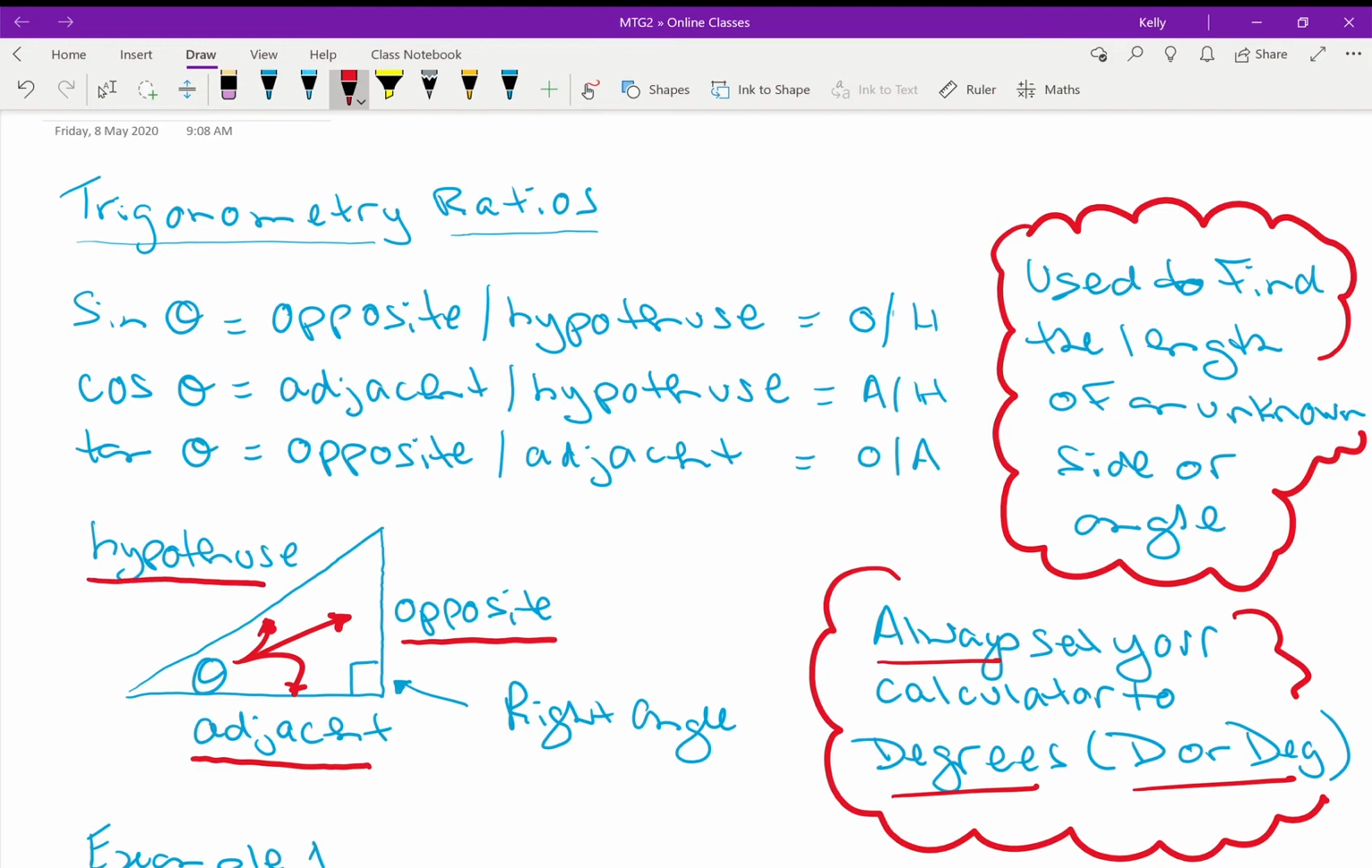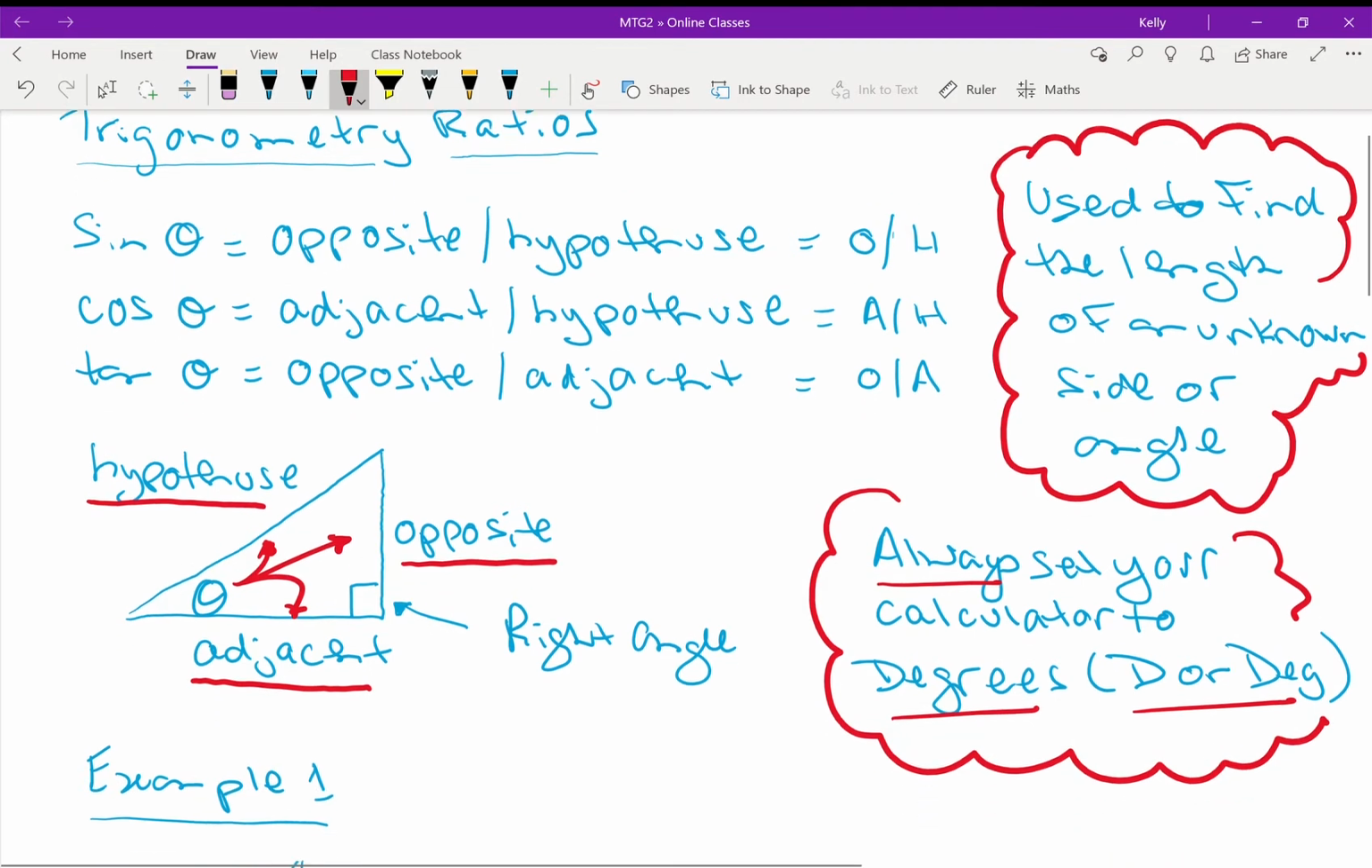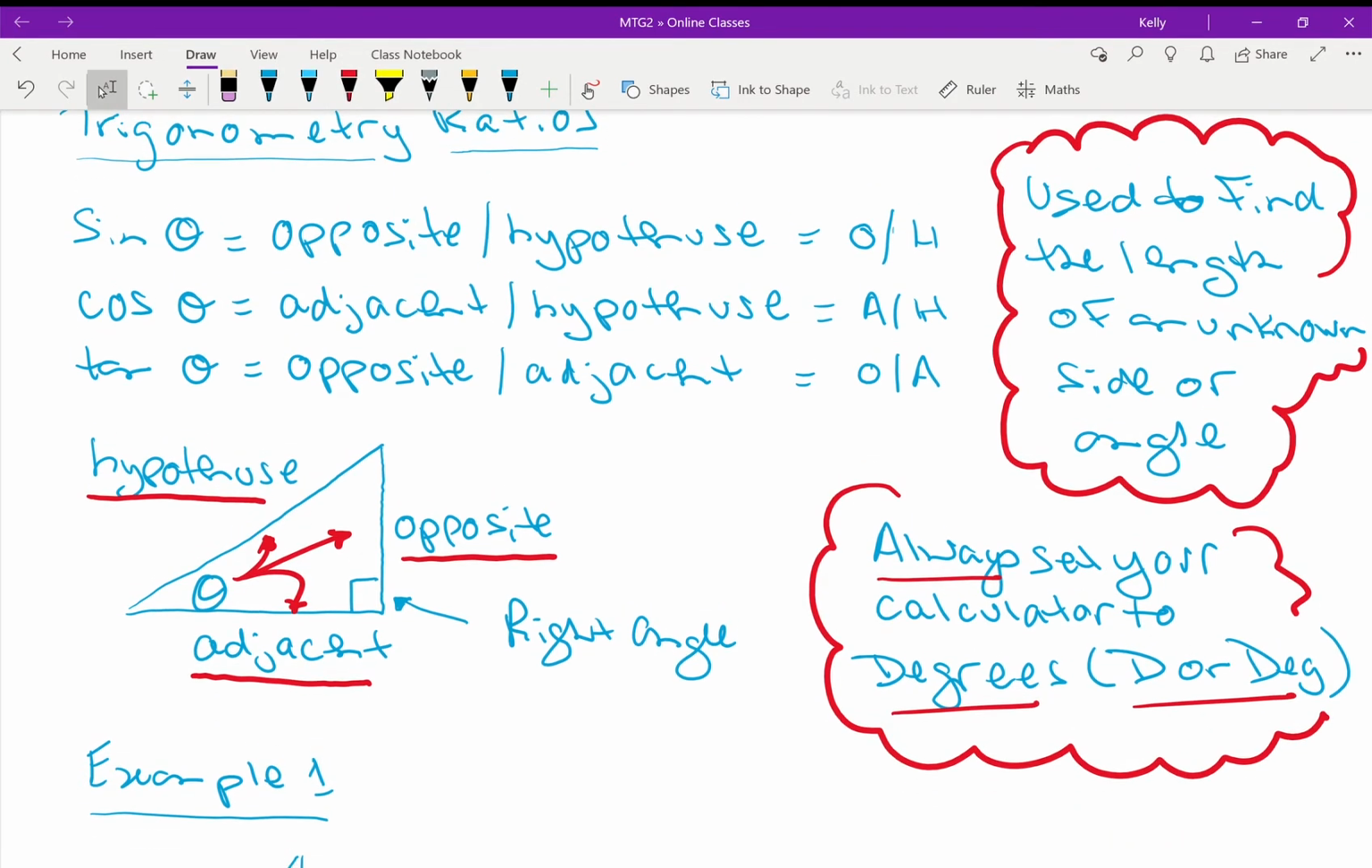So if you think of a triangle as being in that position, and you could rotate the triangle around if you'd like to for the problem, then you can easily identify which one's the hypotenuse, which one's the opposite, and which one's the adjacent. The other thing you can do with this formula is you can calculate an unknown angle. We'll be looking at that during the next lesson.